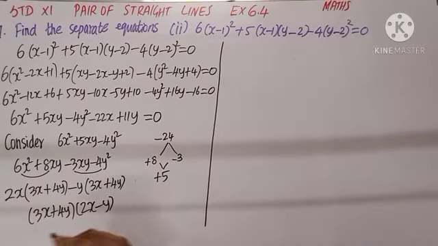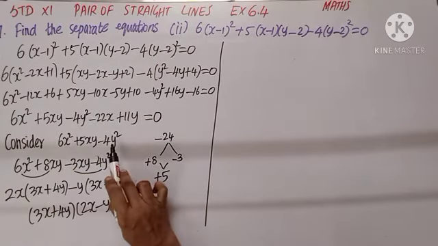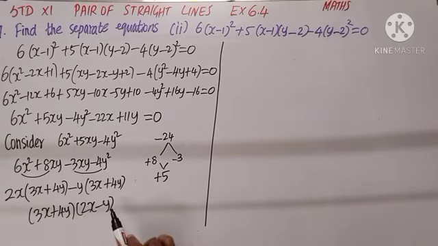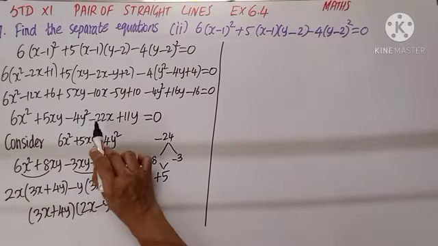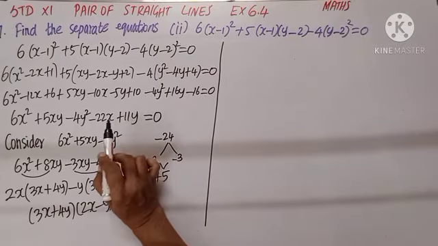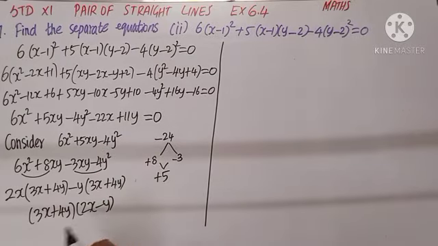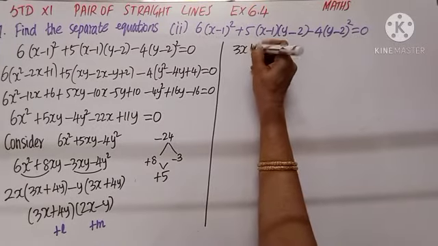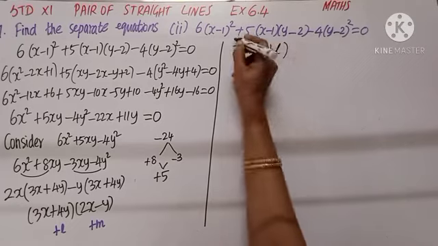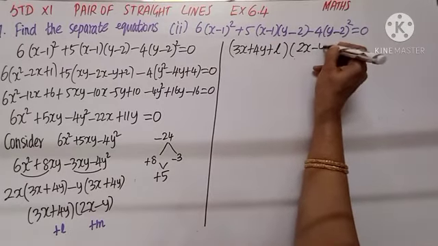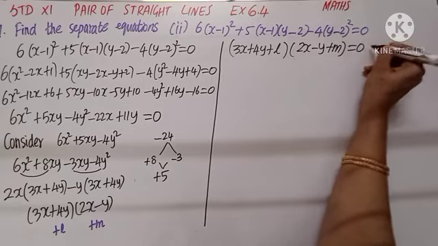Once I know the two factors, in the previous problem we had only the three terms, so we just put them equal to 0. But now we have some extra terms, so we need to introduce some constants here. I am introducing with the first bracket say L, with the second bracket say M. So what would be the equation? (3x plus 4y plus L) into (2x minus y plus M) equal to 0.